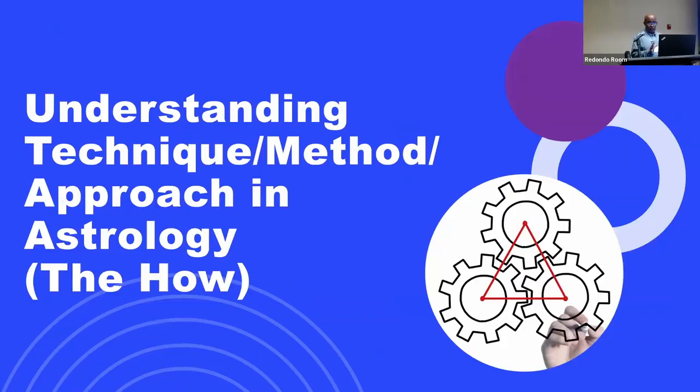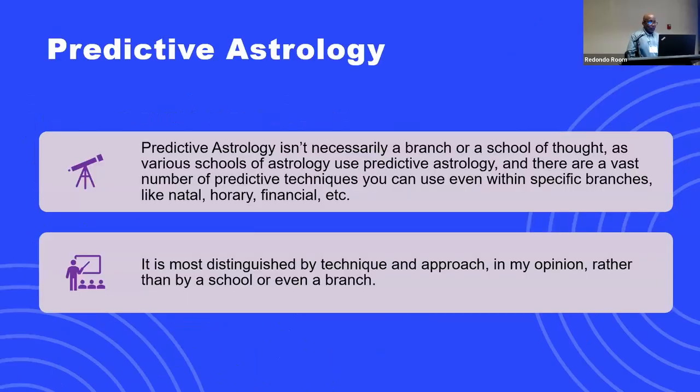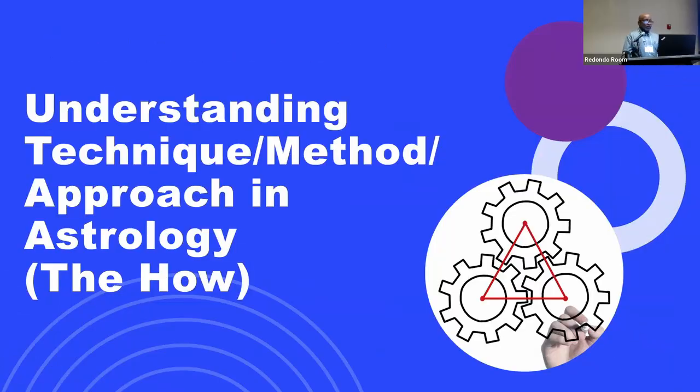All right, we're going toward the stretch, the final part. Understanding technique, method, approach in astrology. The how. What this particular part of the talk is dedicated to, as distinct from a school, and distinct from a branch, is where we start looking at how we do particular things.